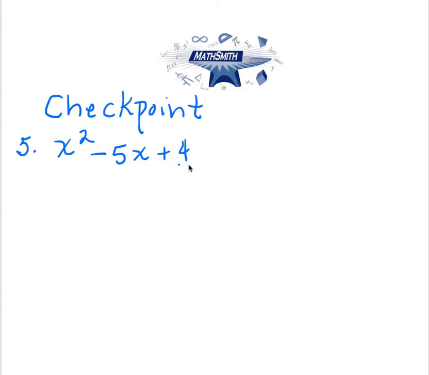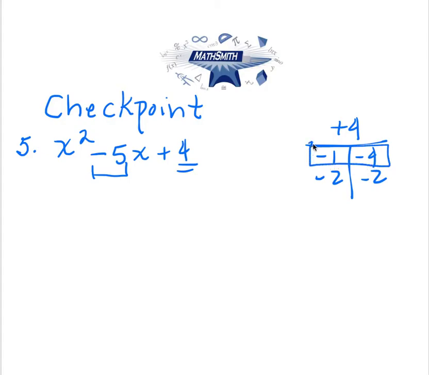Again, I'm looking at my last term, which is a positive 4, but I need the factors themselves to combine into a negative 5. So I know I've got negative 1 and negative 4, right? I've got negative 2 and negative 2. Well, I know negative 2 and negative 2 can't do it because that would be a negative 4. But negative 4 and negative 1 are my factors. So this factors into x minus 1 times x minus 4.